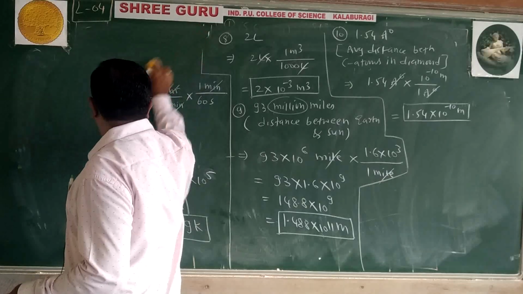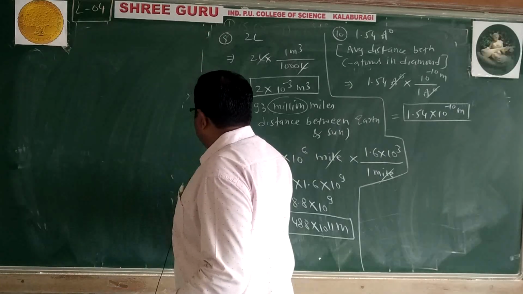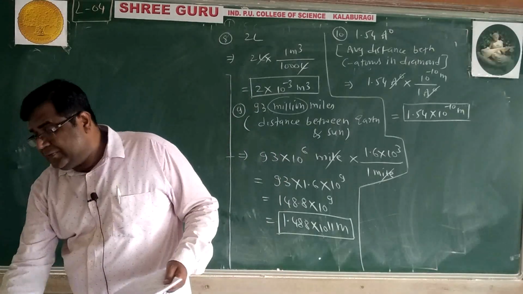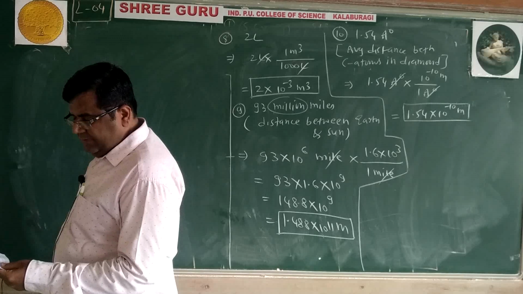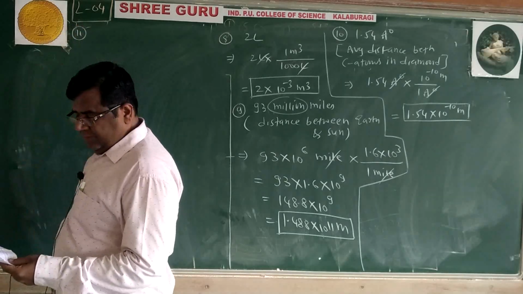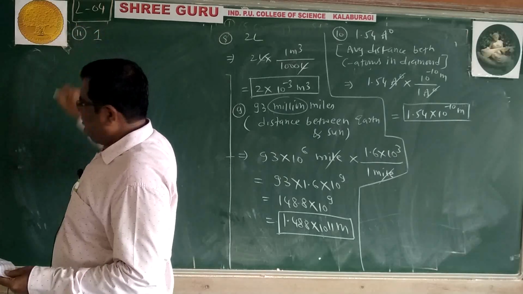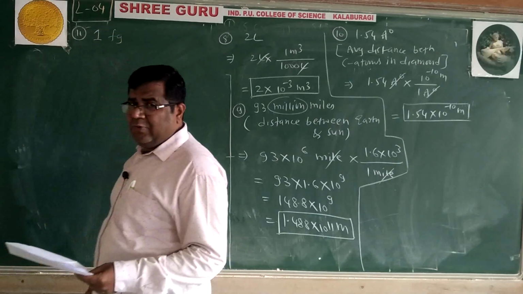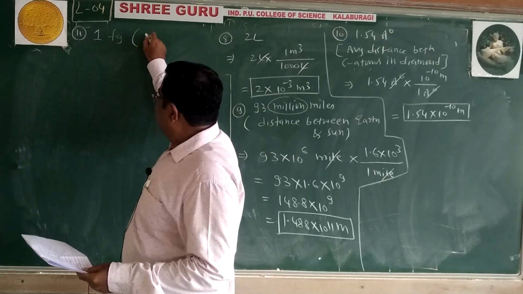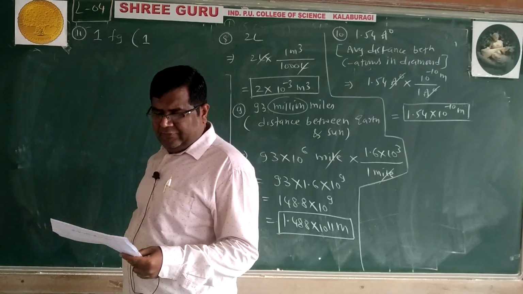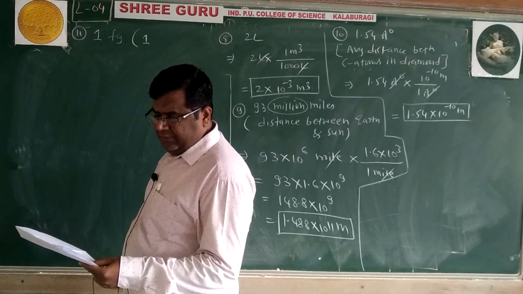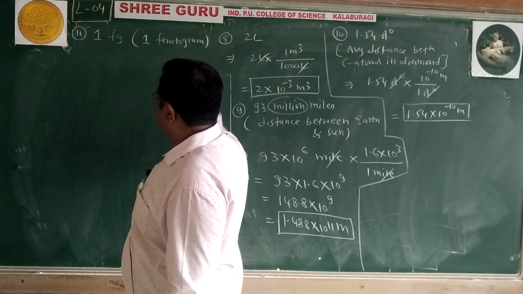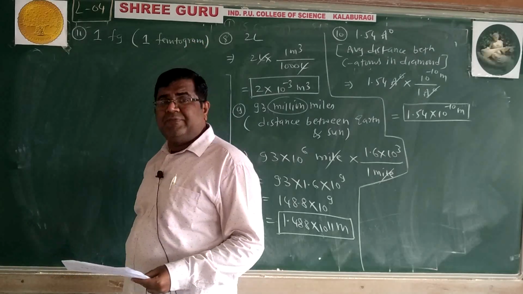See the next one. We have to practice it, that's why I am taking more examples. Patiently you solve, don't skip any example. 11th is 1 small f g. Small f. They are not given this in the question, but I will write it for simplification. 1 femtogram is 10 raised to minus 15 gram.